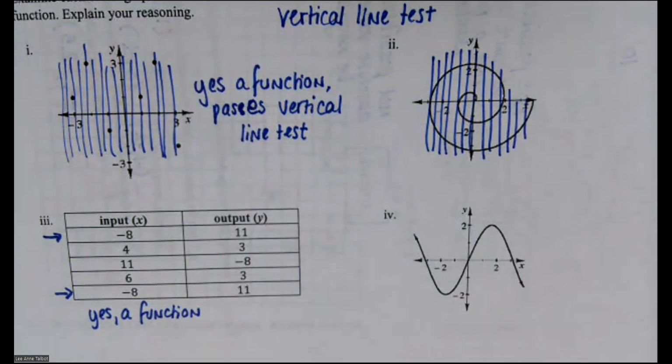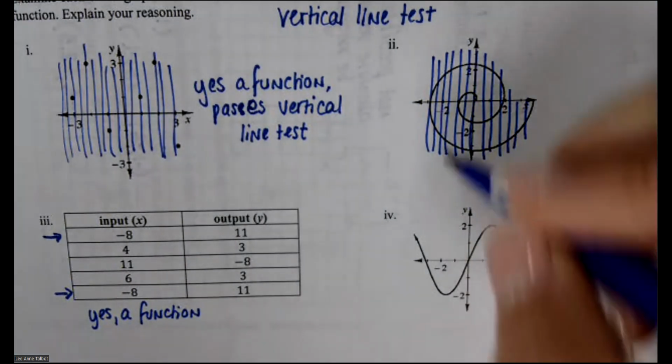We're going to look at this really cool snail shell deal, spiral guy. Did any of my vertical lines touch the spiral more than once? Yes. That means that it's not a function. It means that some of the inputs have more than one output.